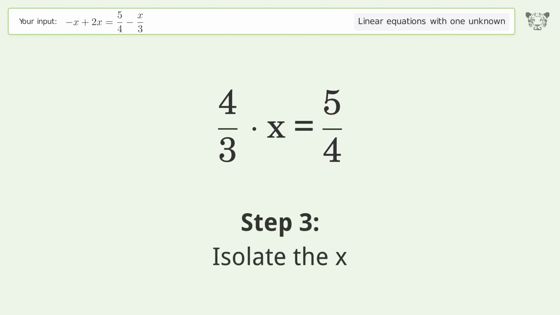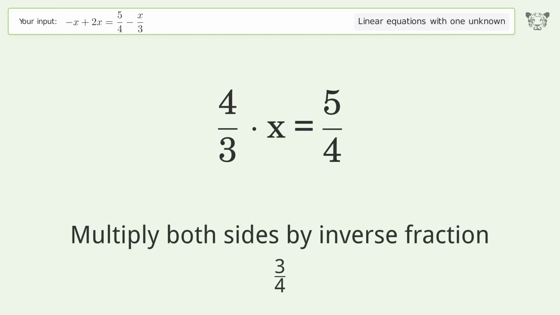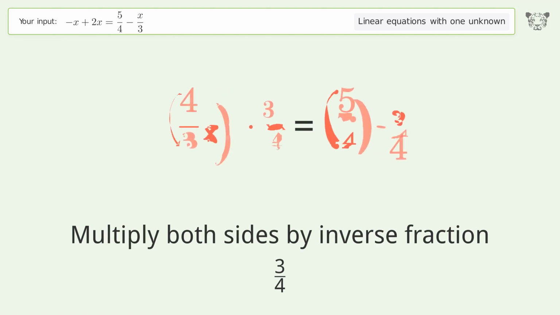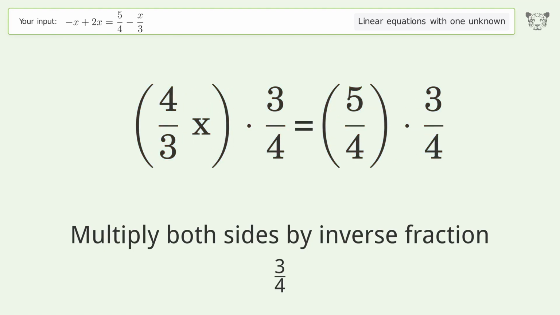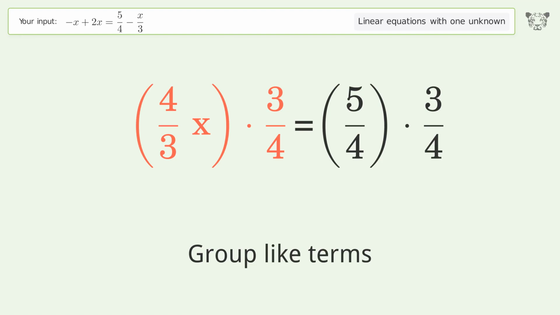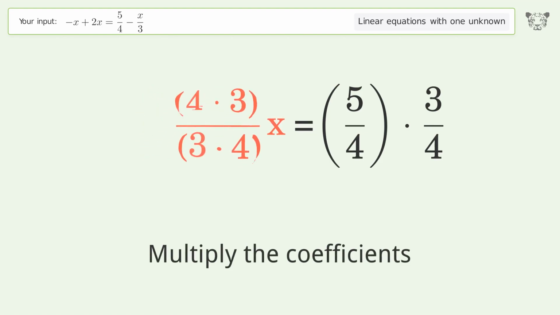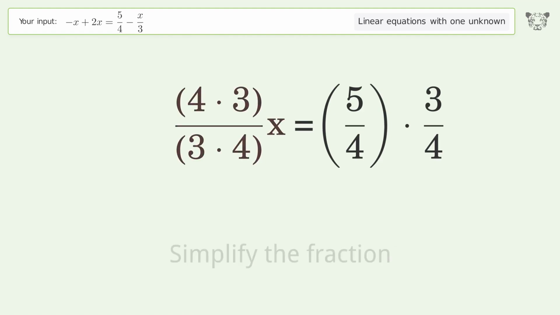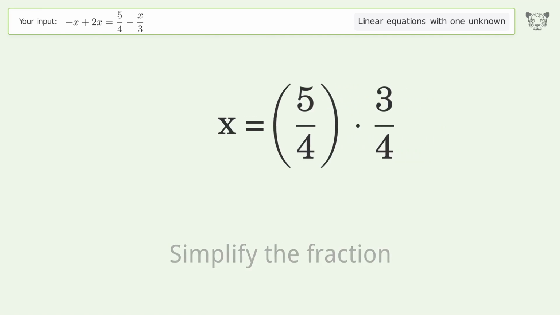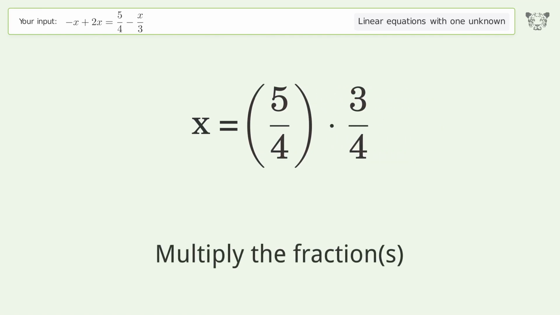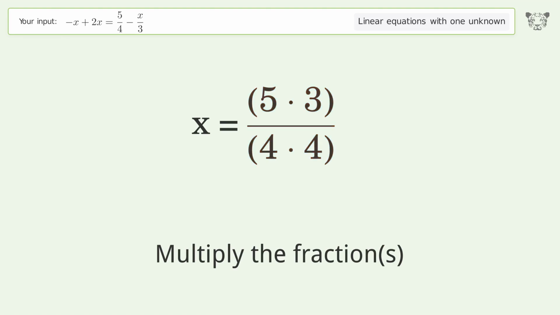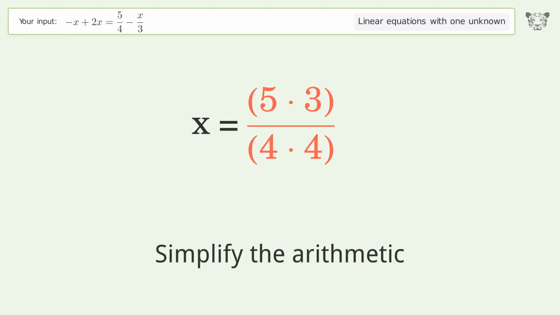Isolate the x. Multiply both sides by inverse fraction 3/4. Group like terms. Multiply the coefficients. Simplify the fraction. Multiply the fractions. Simplify the arithmetic.